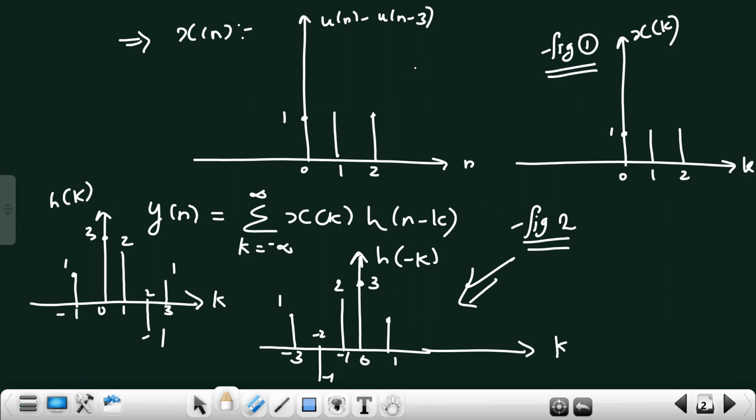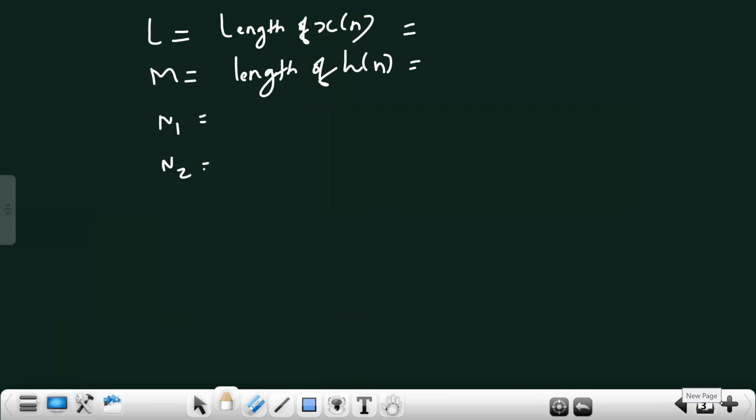Krishnendra, how many samples are there in x of n? Sir, 3. Yes. You have one sample at 0, one sample at 1, and another sample at 2. So totally the length of x of n will be 3. So L is equal to 3.